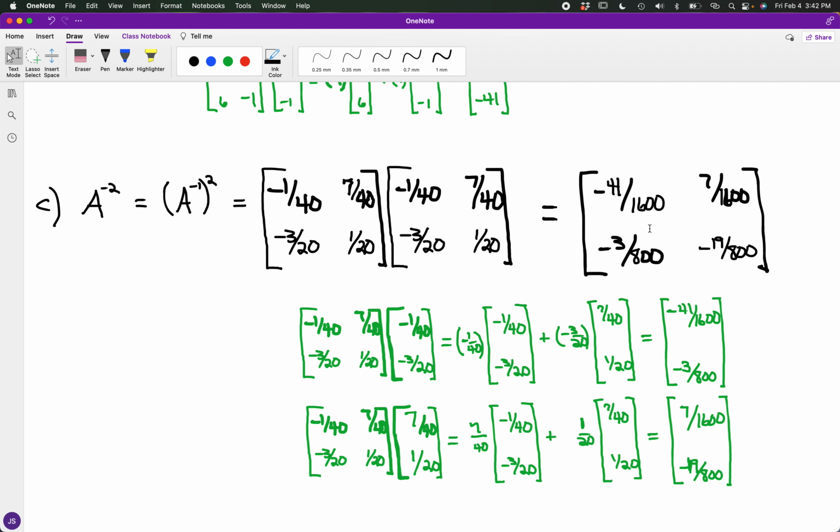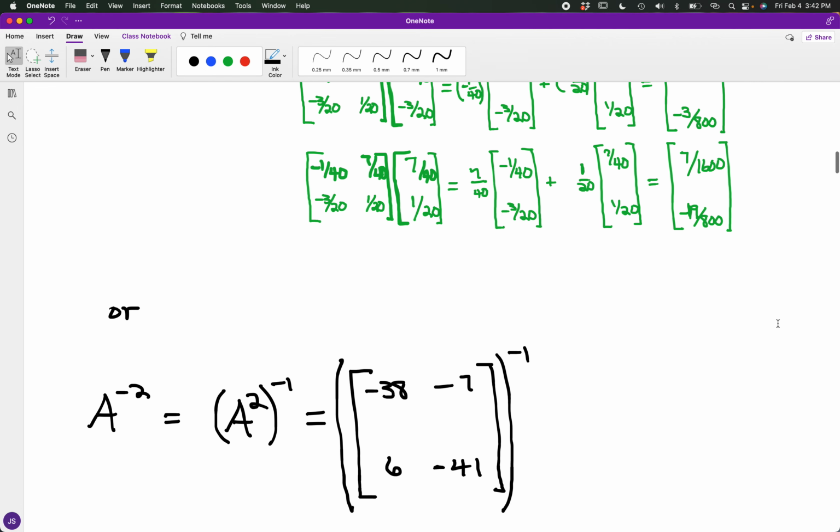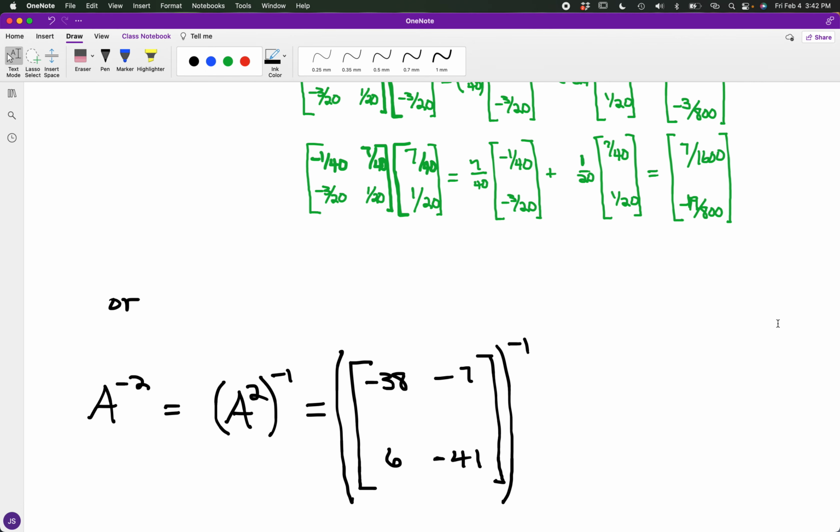we have the square of the inverse of A comes out to negative 41 over 1600 and 7 over 1600 in the top row. And the bottom row consists of negative 3 over 800 and negative 19 over 800 on the bottom. And again, just another way that you could go about this is that the square of the inverse could also be regarded as the inverse of the square of A.